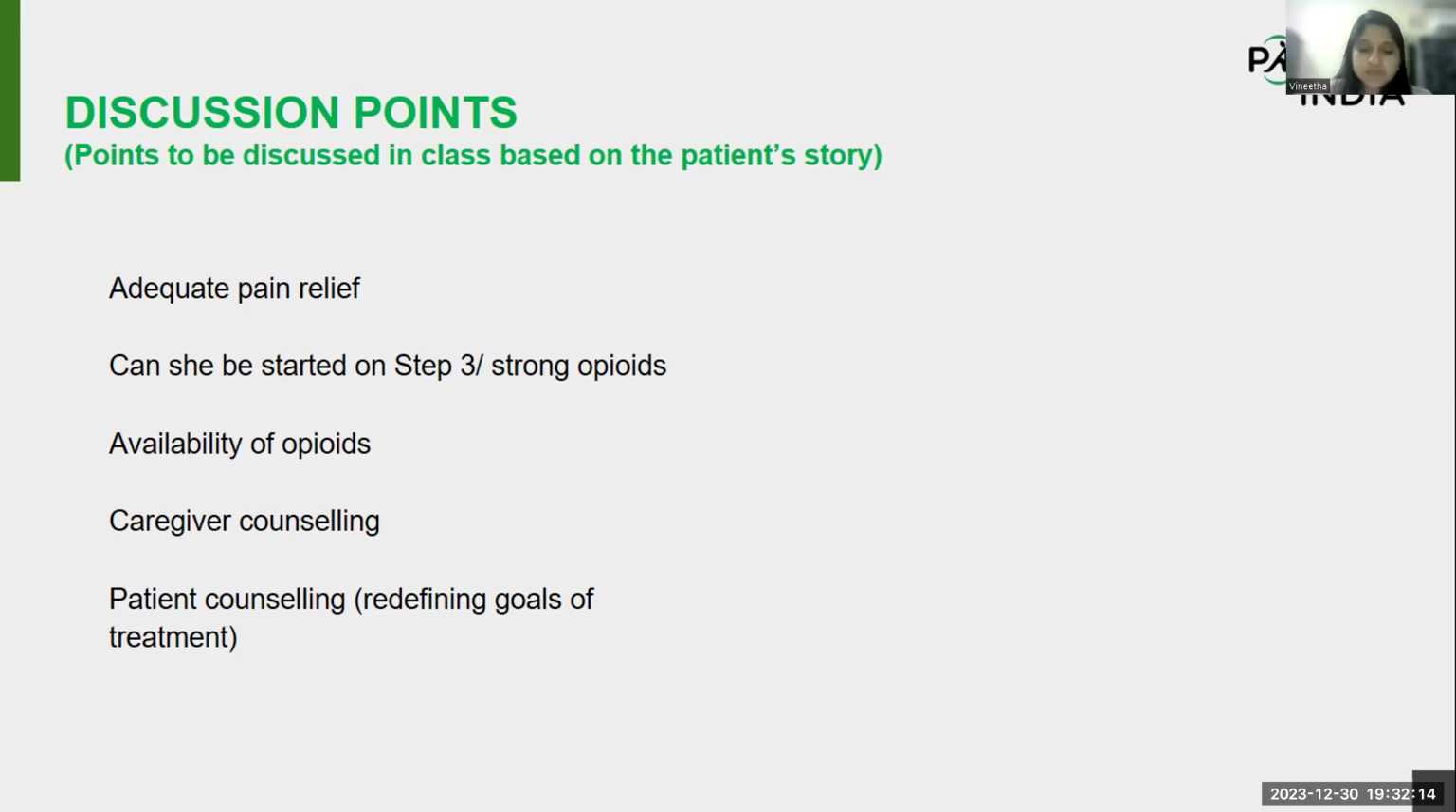Definitely, I think we should tell them in detail about all the modalities available, like in this case, nasogastric tube insertion or this PEG insertion. We should tell all the pros and cons, all the expected benefits, risks. But I think it's the patient's choice to make a decision. That's the patient's right.